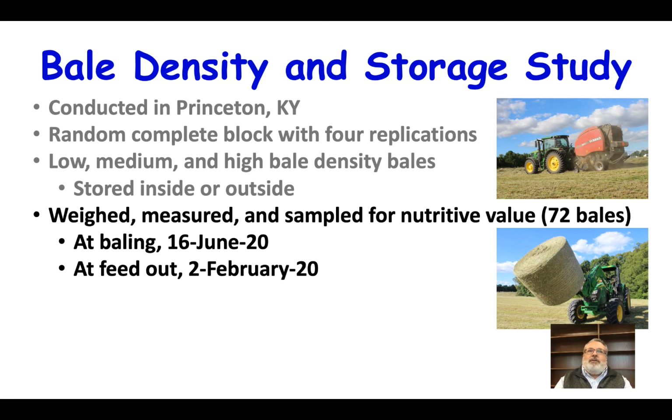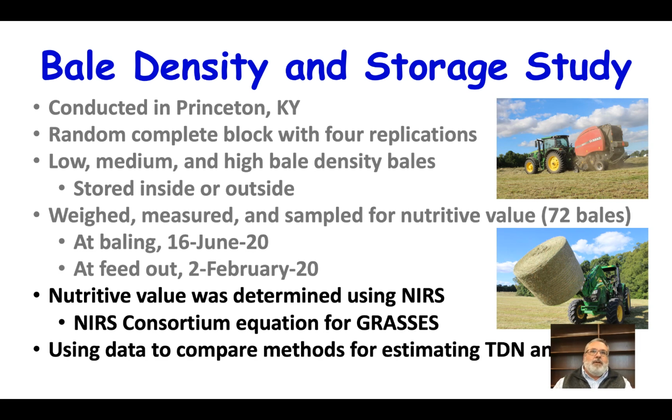We weighed, measured, and sampled the bales for nutritive value. It was 72 total bales, and each bale was sampled twice at baling and then again at feed out. We're not going to talk about the results from the study today per se, but we're going to use that data set to look at different methods for estimating total digestible nutrients and dry matter intake. We evaluated the nutritive value of this forage material using the near-infrared spectrophotometer in a very robust equation from the NFTA consortium for grasses.